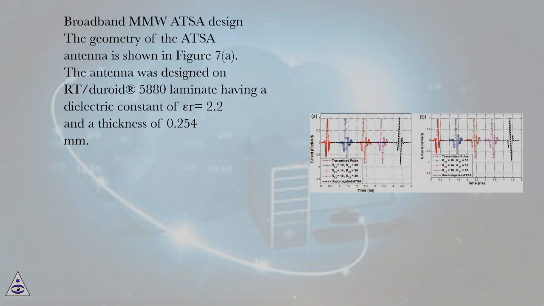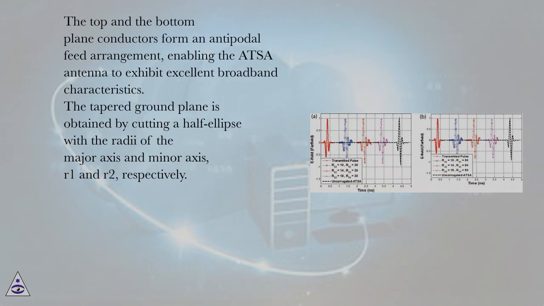Broadband MMW ATSA design. The geometry of the ATSA antenna is shown in Figure 7a. The antenna was designed on RT/Duroid 5880 laminate having a dielectric constant of epsilon r equals 2.2 and a thickness of 0.254 mm. The top and the bottom plane conductors form an antipodal feed arrangement, enabling the ATSA antenna to exhibit excellent broadband characteristics. The tapered ground plane is obtained by cutting a half ellipse with the radii of the major axis and minor axis, R1 and R2, respectively.